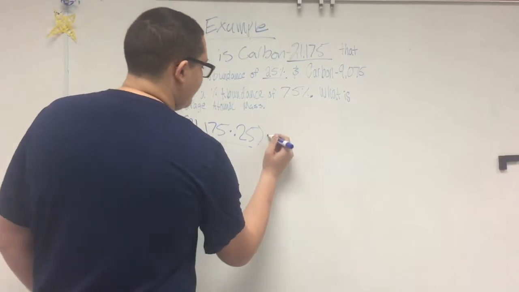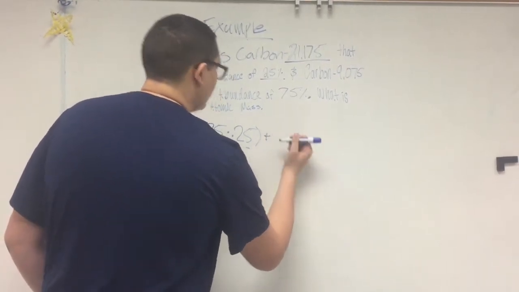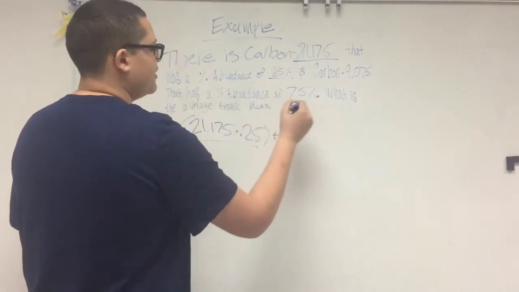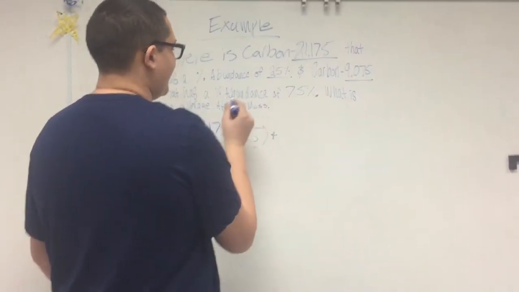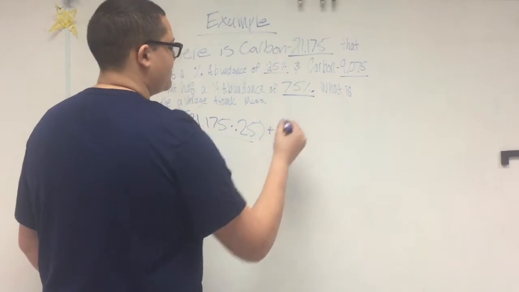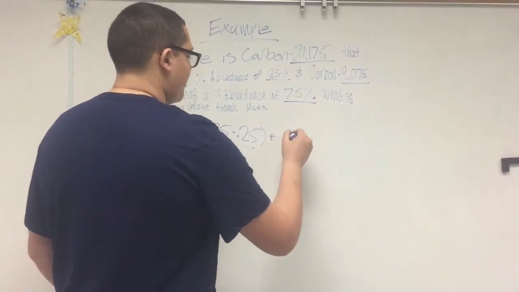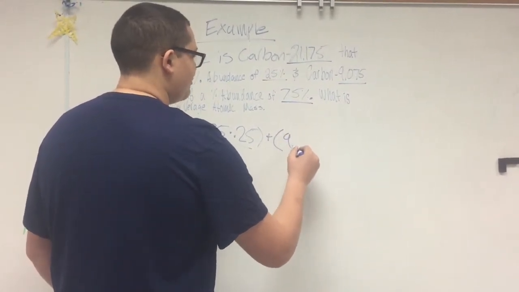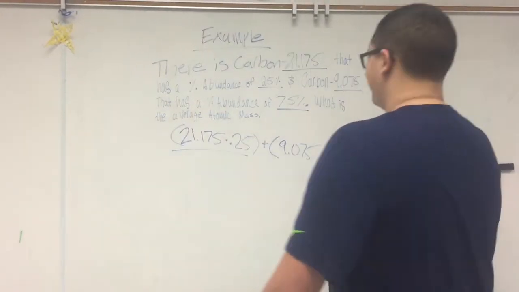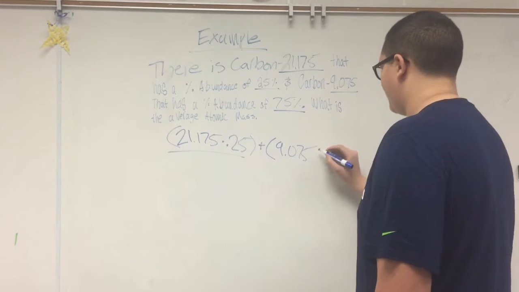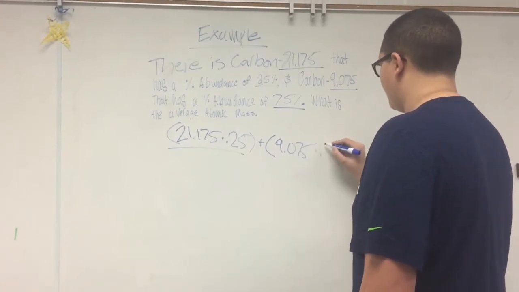Then you have plus carbon 9.075, and it has a percent abundance of 75%. So you write 9.075 times 0.75.